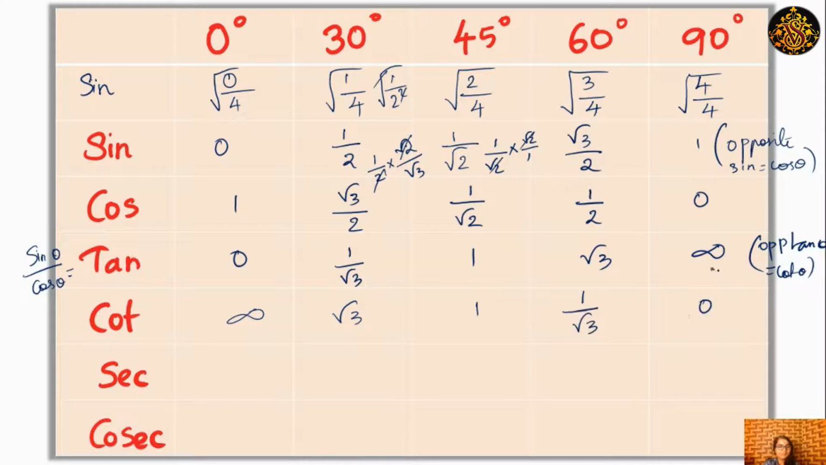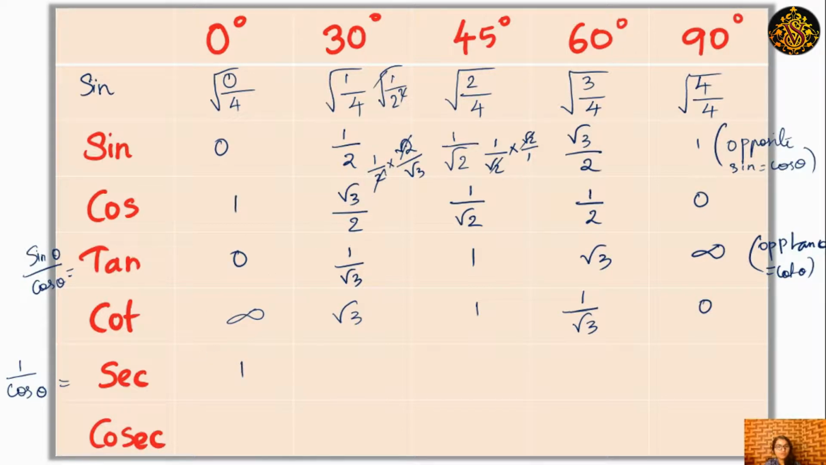Is it clear? And for sec theta, what is secant theta? 1 by cos theta equals secant theta. Clear? 1 by cos theta equals secant theta. So 1 by 1 is 1.